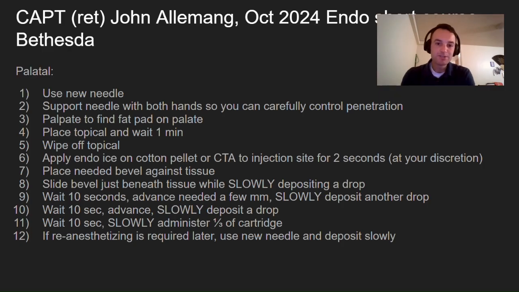This is a resource from retired Captain Alamang at the Endodontics short course in Bethesda, where he was talking about giving palatal anesthesia, and he gives great advice. You can read through that on your own. Overall, the idea is just go so slow. Several steps, very, very slow, and you can give what he calls a painless palatal injection.